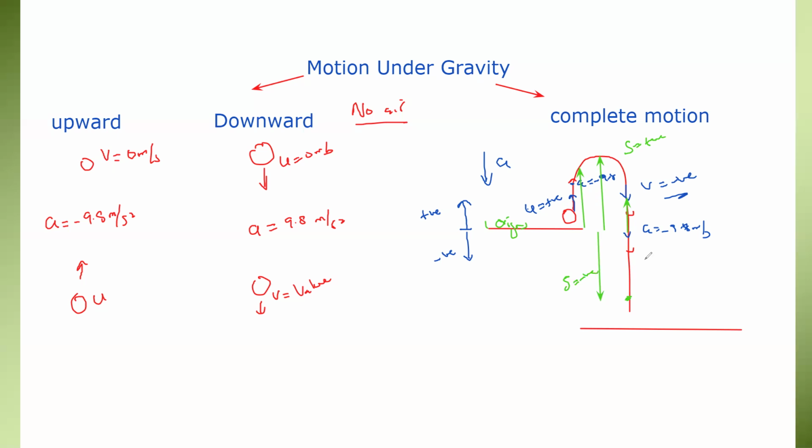Acceleration is always downward. When you take the full motion, you will always take the value of the acceleration as negative 9.8 meters per second squared for the complete motion. But if you have two halves of the motion, the upward or the downward, if it's upward you will take it as negative, but if it's downward you will take it as positive. So the sign conventions are very important whenever you solve a question related to motion under gravity.